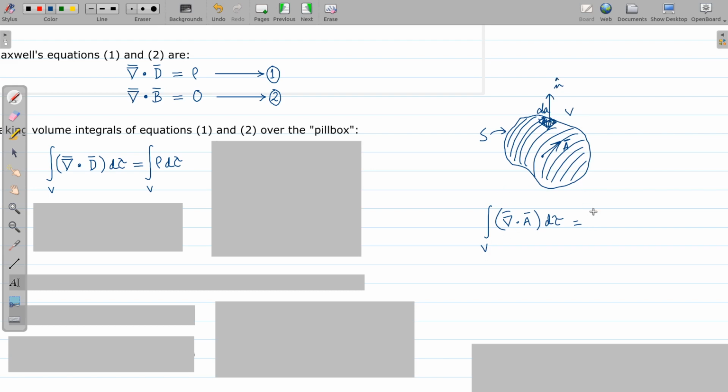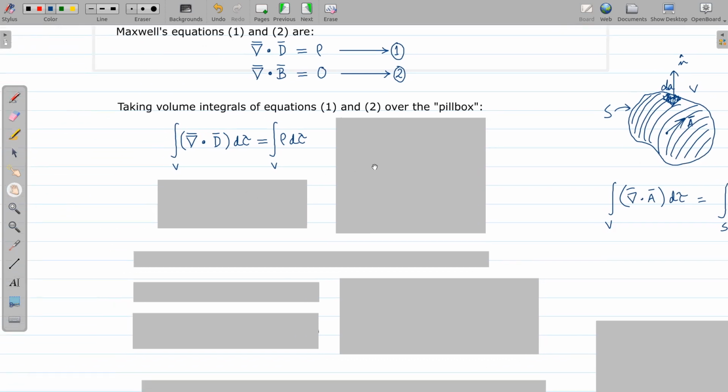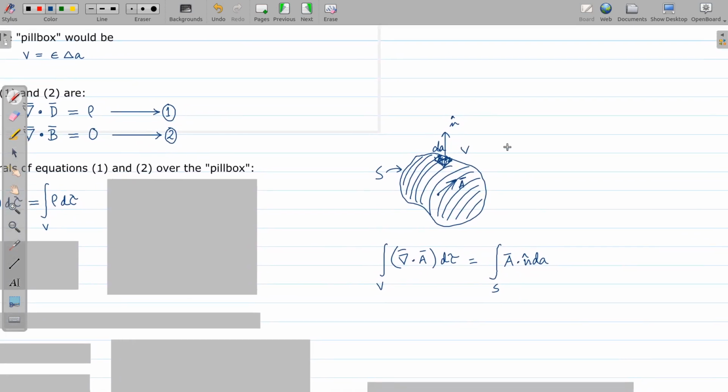Then evaluating the volume integral of the divergence of A is the same as evaluating the surface integral of A over this entire boundary surface. Okay, over the entire boundary surface. So in other words, the volume integration of the divergence is equal to the flux, the total flux of this vector field through this entire surface. Okay, so this is your so-called divergence theorem.